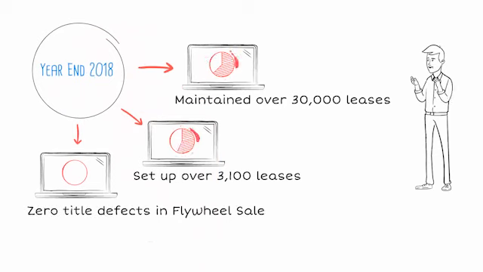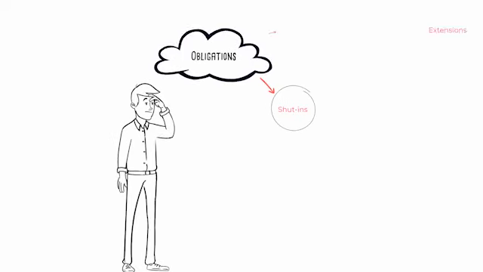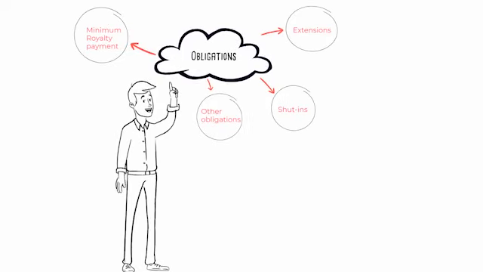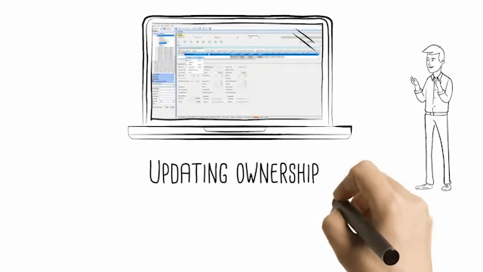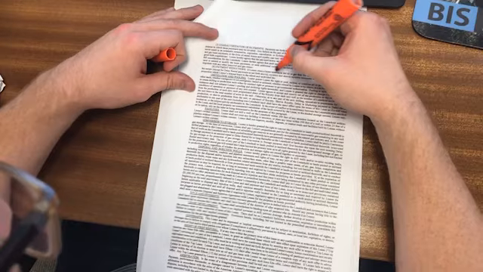As of year-end 2018, we have over 30,000 leases to set up and maintain. That means that we have to keep track of all the obligations for those leases in order to make sure that we do not lose a lease, along with continually updating the current title owner for any ownership change that may occur.